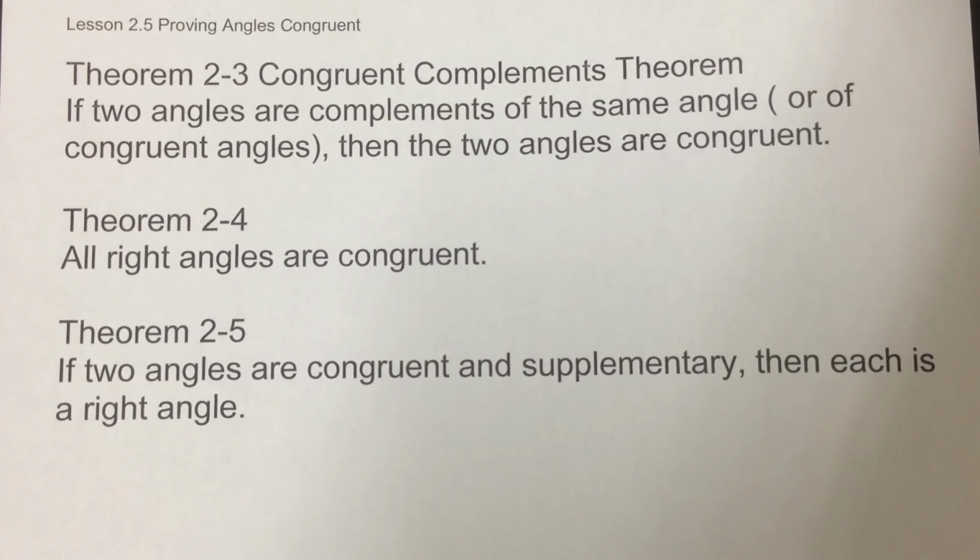And theorem 2-5, if two angles are congruent and they're supplementary, then we know each is a right angle. So again, congruent, they're the same angles. Supplementary, they add to be 180. So if they're the same angle, they're each half of 180, so they have to be 90. 90 is a right angle, and that's that theorem.